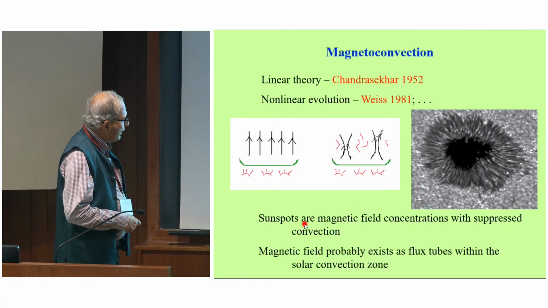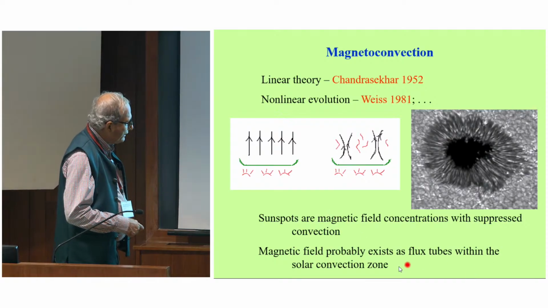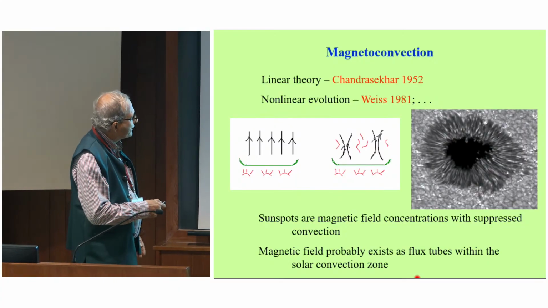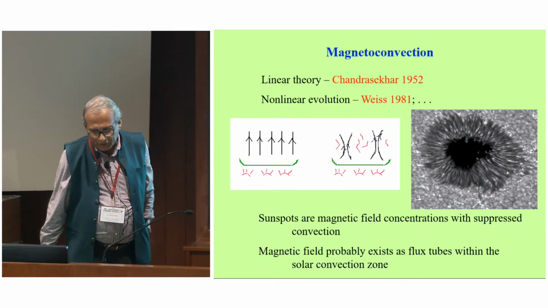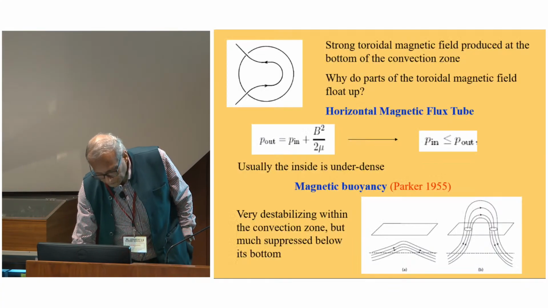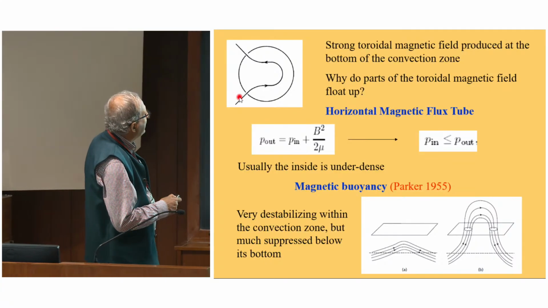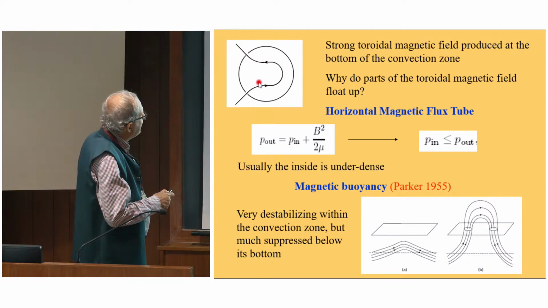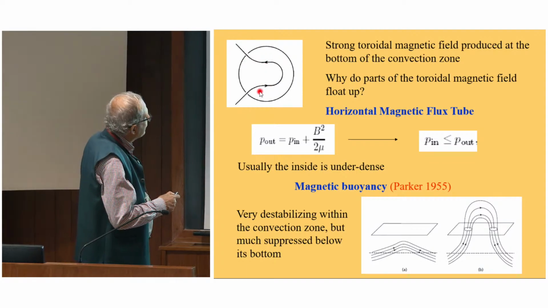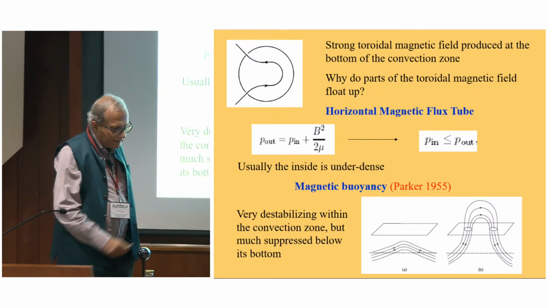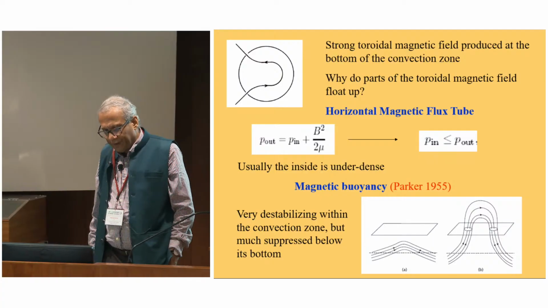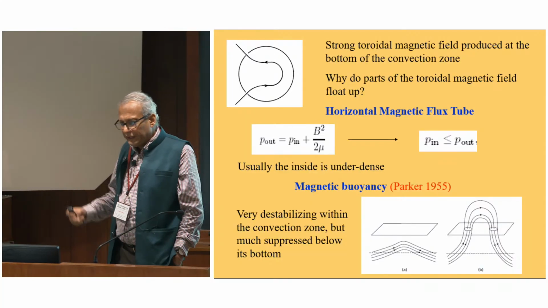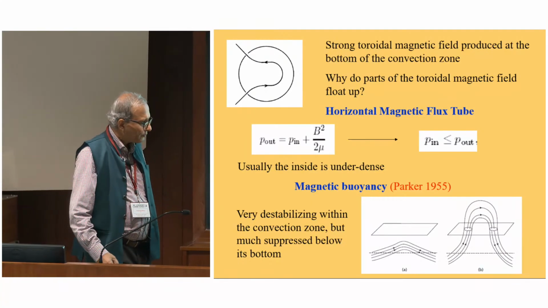So we believe that magnetic field inside the solar convection zone probably exists in the form of bundles of magnetic field, which we call magnetic flux tubes. Well, I already pointed out that a poloidal field line can be stretched by differential rotation to produce a toroidal field. And certainly this production of toroidal field would take place in a region where there is a strong differential rotation, a strong variation of angular velocity omega.